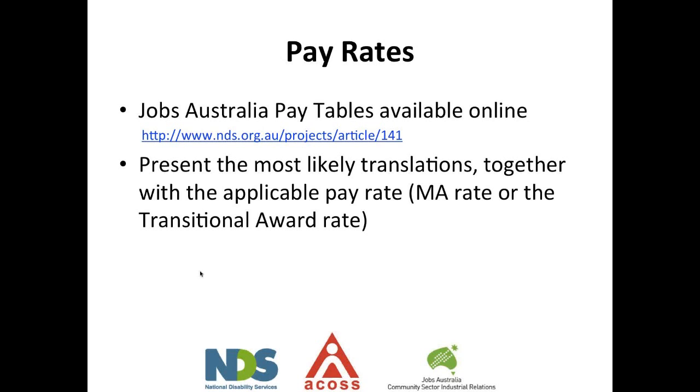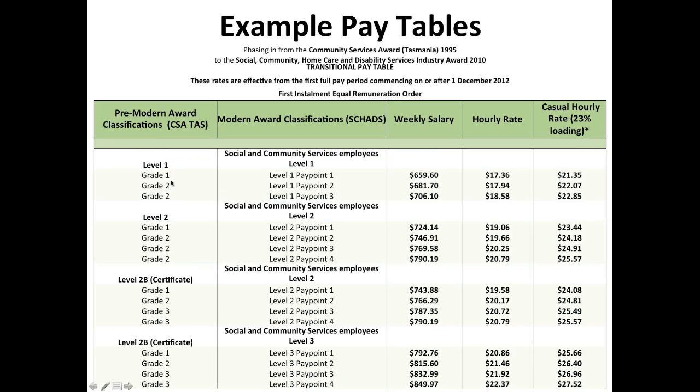In terms of pay rates, you can get pay tables off our NDS. We've provided pay tables to NDS. There's the website link up above. And we present the most likely translations together with the applicable pay rates. So just having a look at that, for example, this is the old Tasmanian, it's level 1 and level 2. So you can see here level 2 and a 2B. A 2B can translate anywhere between a 2 and a level 3, and that's really dependent upon the type of role that they have and the level of responsibility that those tasks carry.